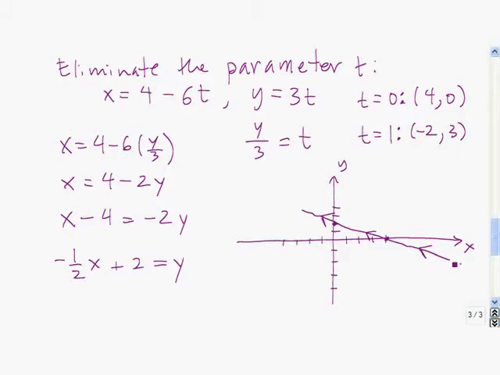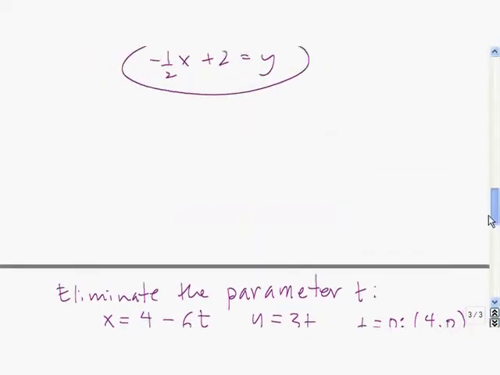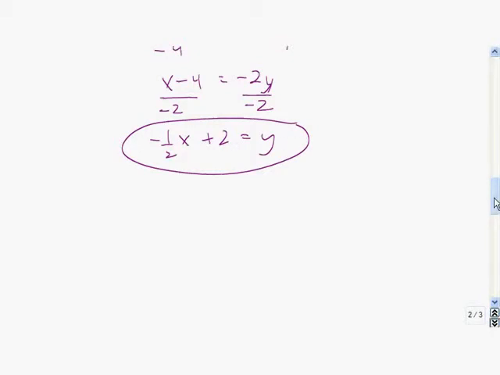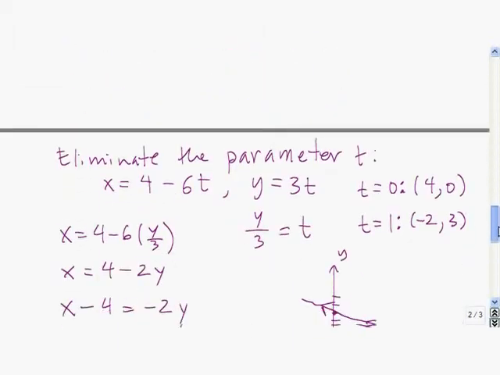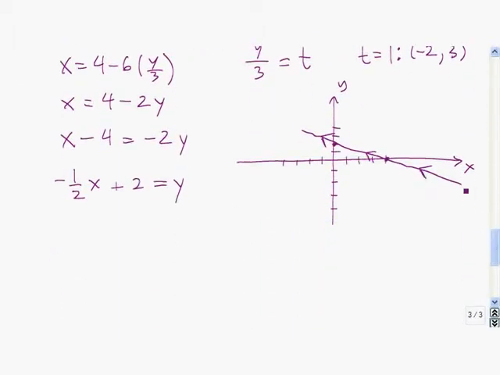Okay, one last thing I want to address is that this is what we get when we eliminate the parameter t for this set of parametric equations. But we see that it's exactly the same equation as when we had this set of parametric equations. And so what that tells us is that for each curve, there are in fact lots and lots of ways to describe it parametrically.